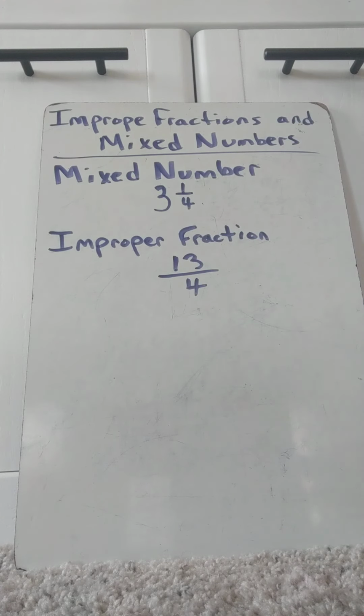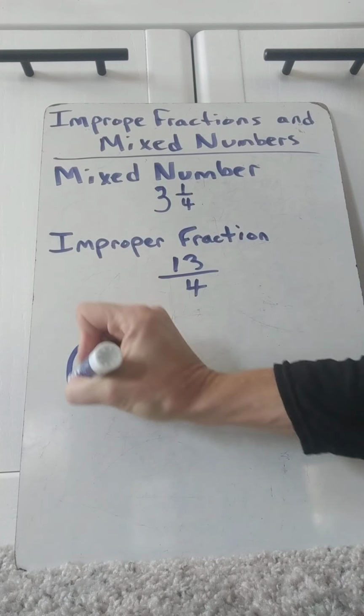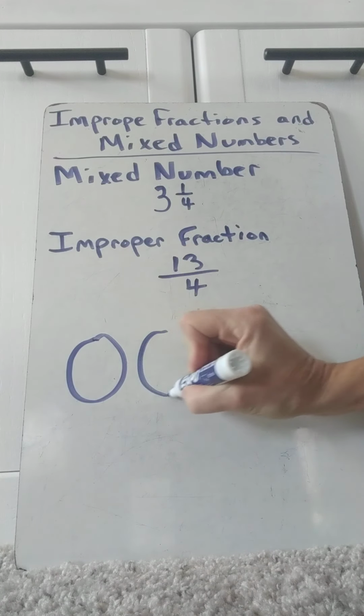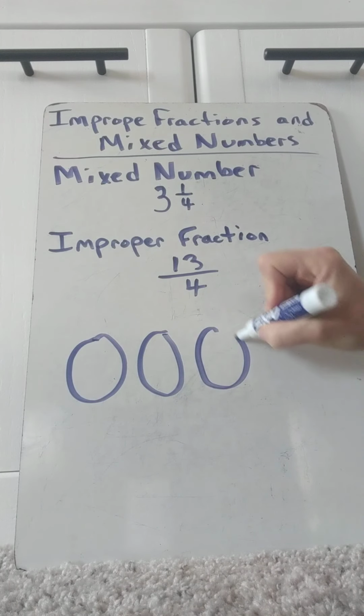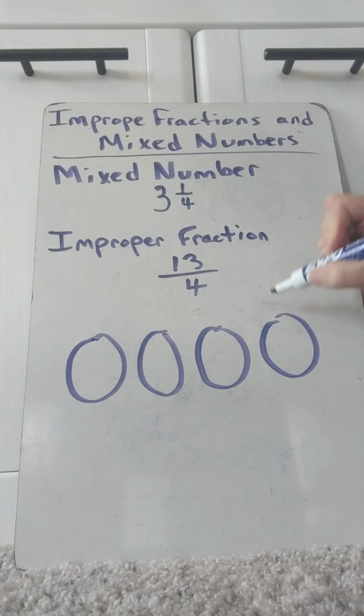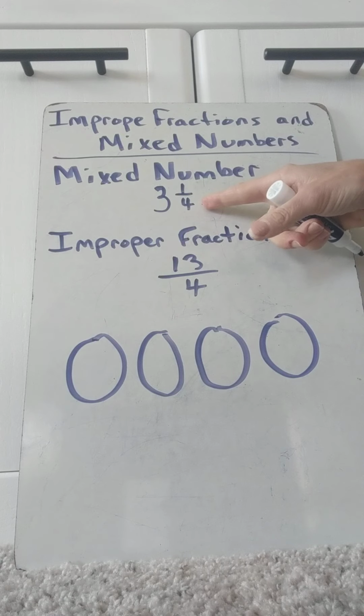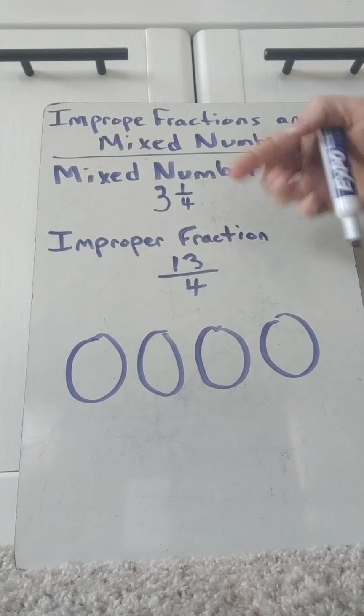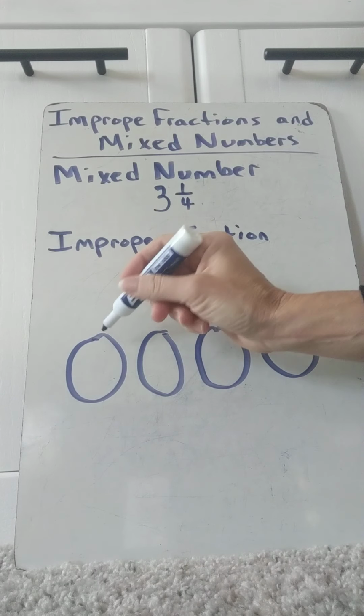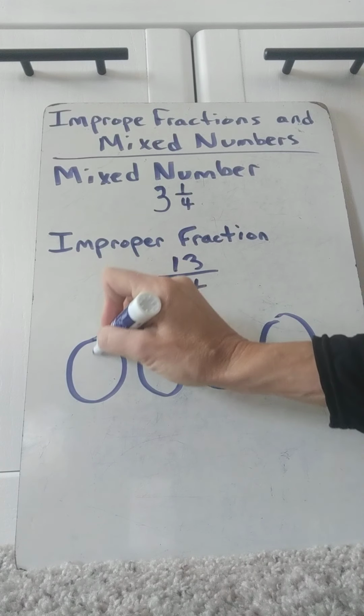Now, I'm going to show you how this looks in a drawing, okay? So if I was to take 3 and 1/4 and draw that out for you, this is what it would look like. First of all, I'm going to do it with circles. Now, the bottom number here tells me the total equal parts that my circle is going to be divided into. So it's 4. I have to divide that into 4 equal parts. So let's just split these into 4.